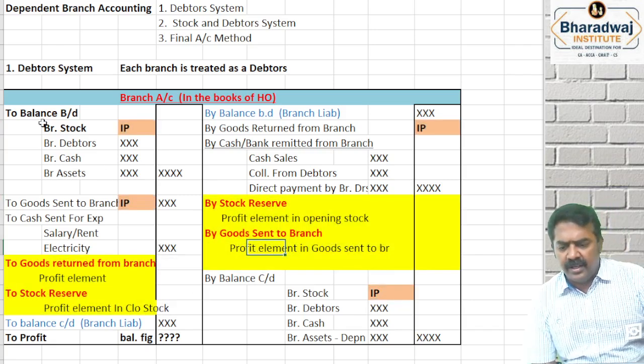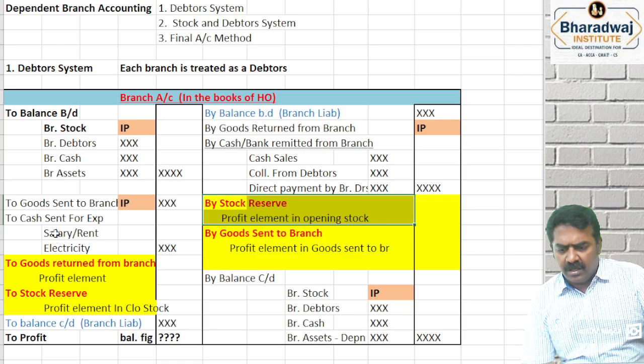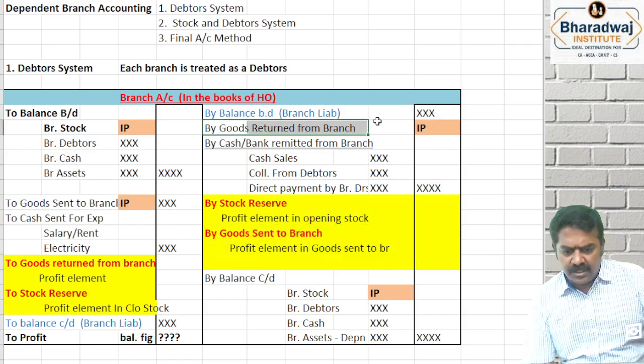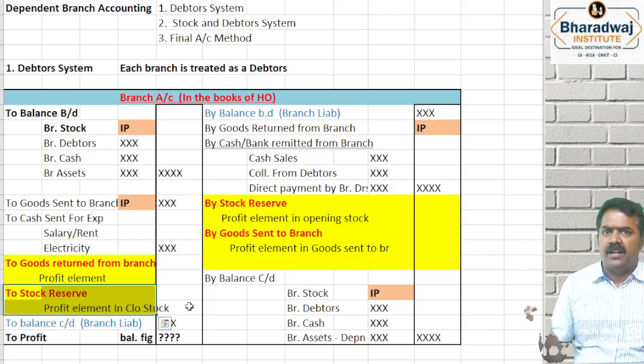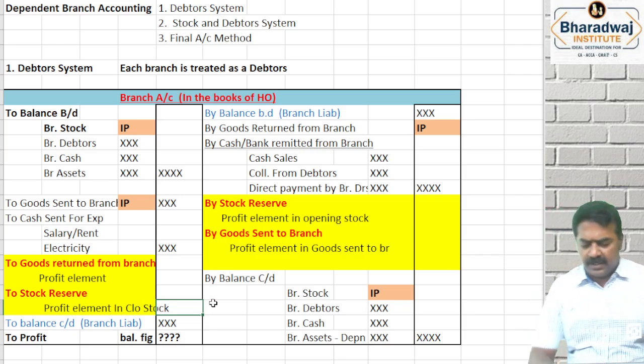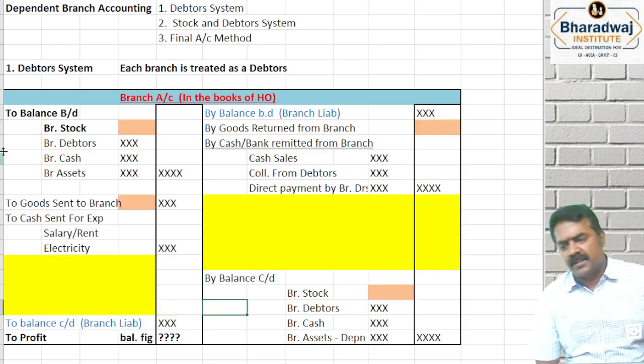How to remove loading? On the debit side items, by stock reserve. On the goods sent to branch, remove the profit on the credit side. On the goods returned by the branch, remove the profit on the debit side. On the closing stock, you remove the profit on the debit side. So whatever is there in the yellow shade will be done only when goods are sent at what? Invoice price. If not, only this much.